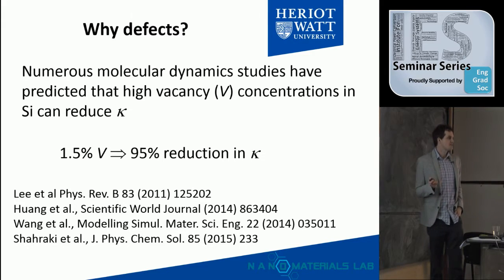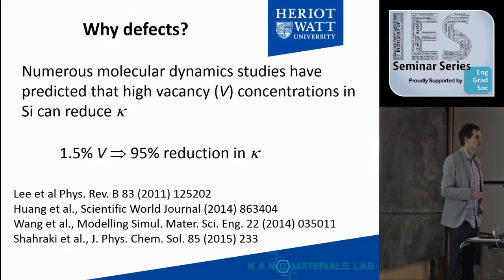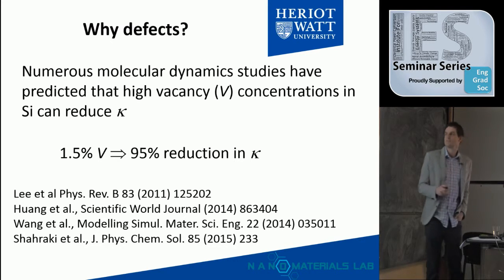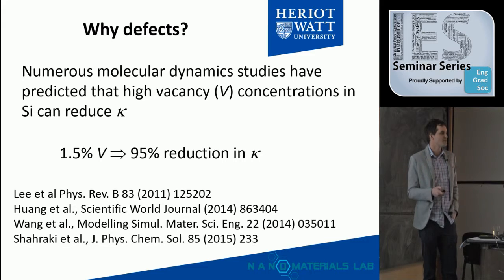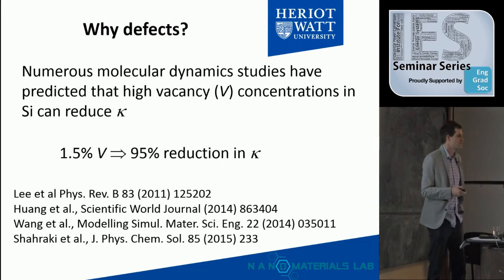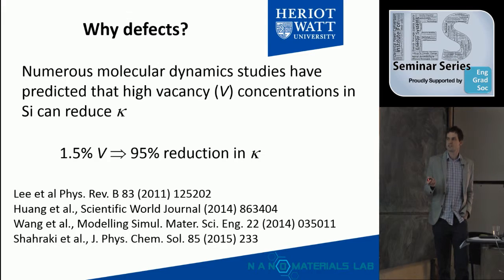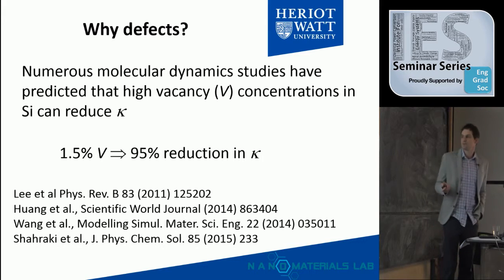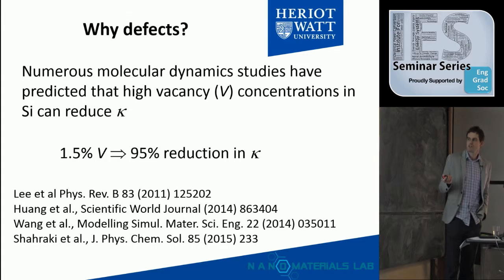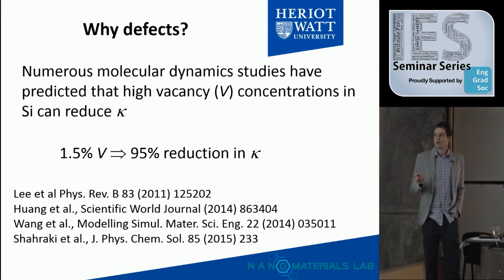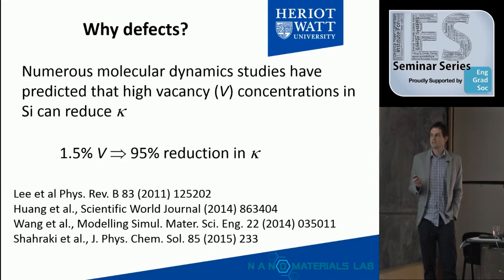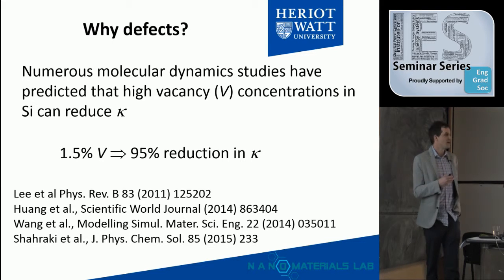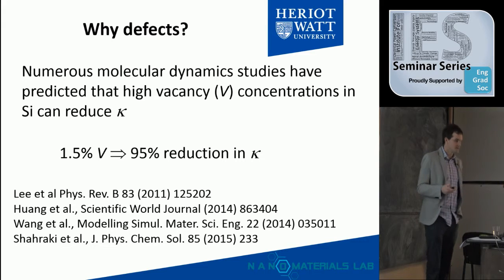There were numerous studies in the last few years from molecular dynamics looking at the effect that vacancy defects in the silicon crystal could have potentially on the thermal conductivity and reducing it down. And this can be quite a huge reduction, as you see here. There are various magnitudes from these different studies, but this is a kind of I suppose a typical prediction. So 95% reductions, 1.5% vacancies. The issue really being how to get 1.5% vacancies and how to kind of keep them in the structure is fairly difficult.